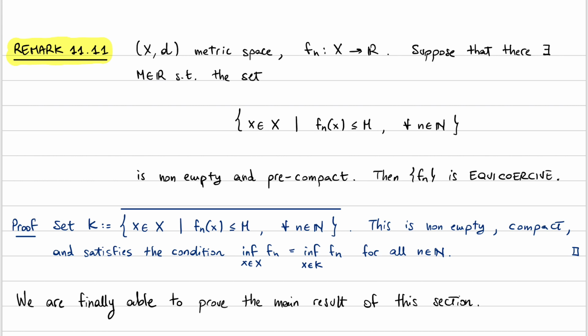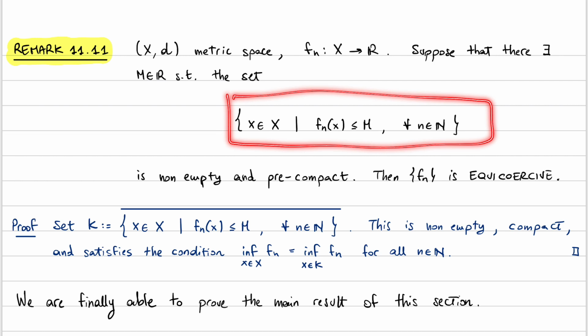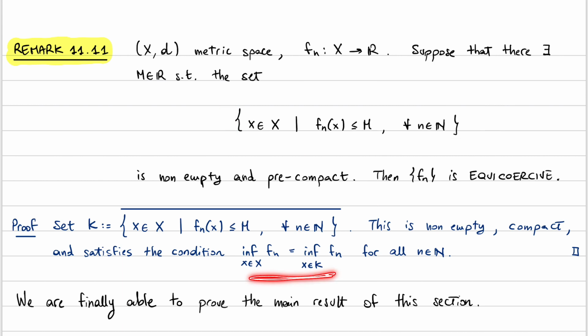Okay, so this is just to tell you that if you want to check equicoercivity, this is a stronger condition, and maybe it is easier to check than this strange condition here with the infimums.